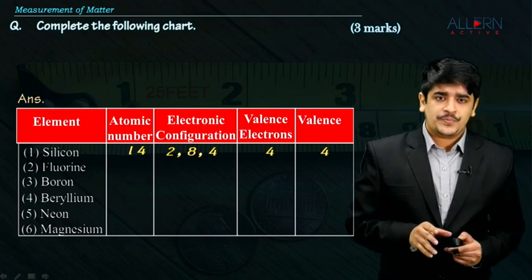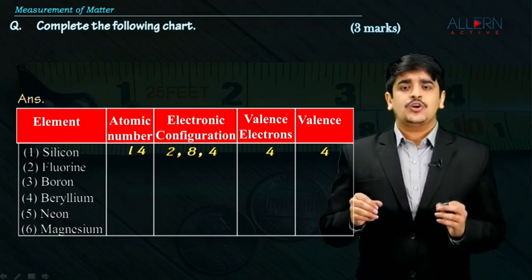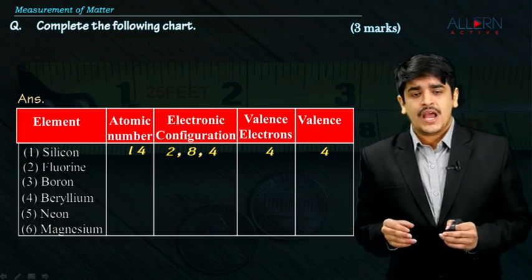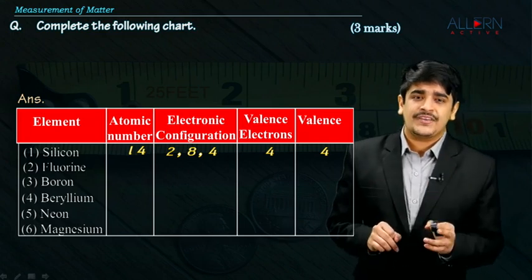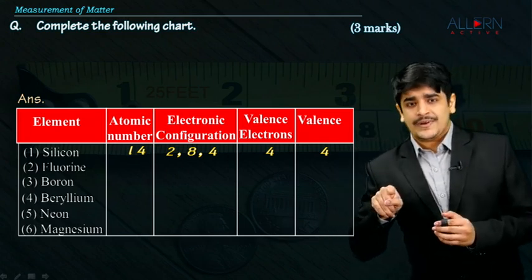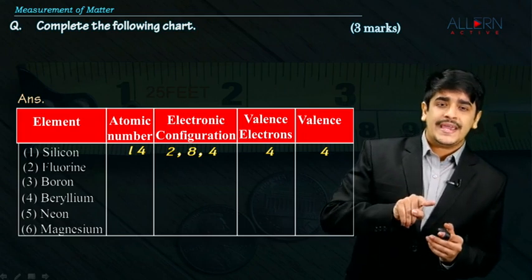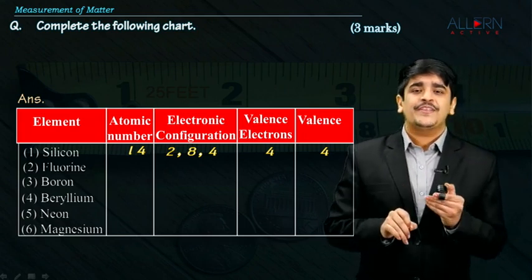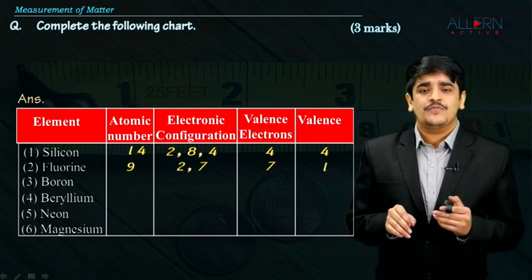Next we have fluorine, atomic number 9, configuration 2,7. How many electrons in the valence shell? 7. Initial configuration 2,7, desired configuration 2,8 requires 1 electron and therefore the valency for fluorine is going to be 1.